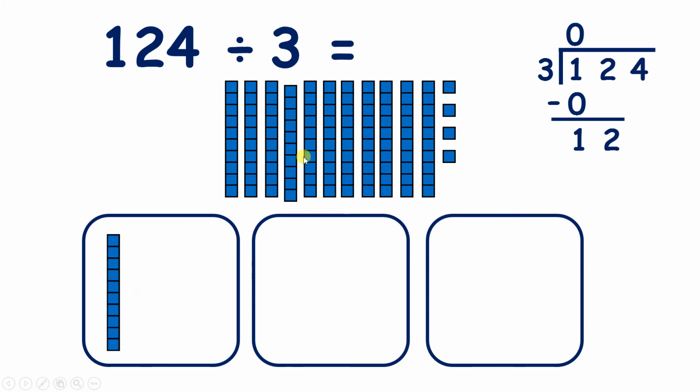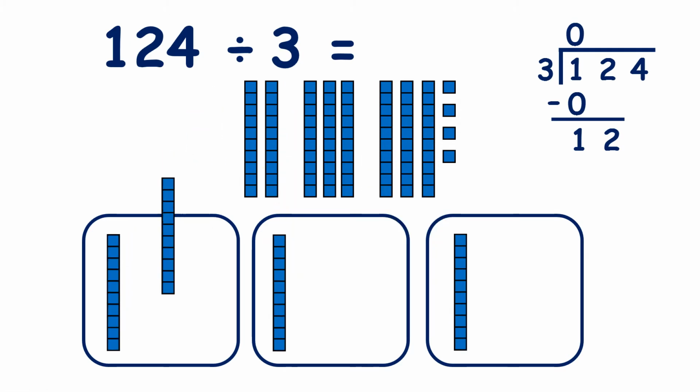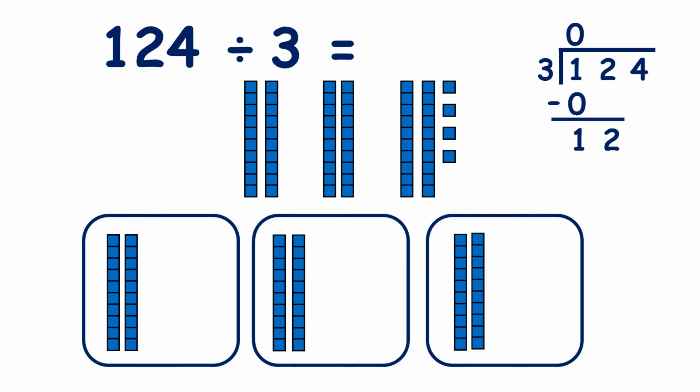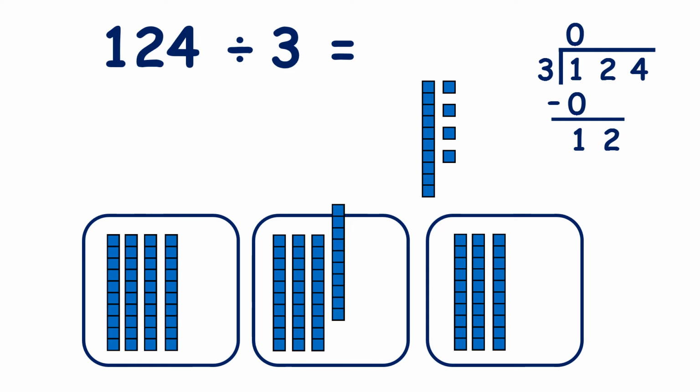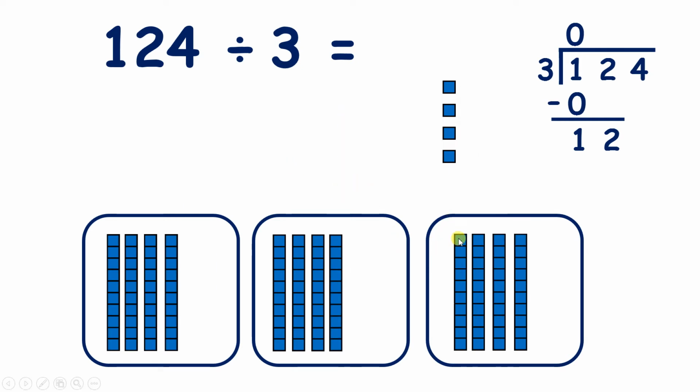So we can share out our tens. And we shared out all 12 of those tens, so we can write minus 12 to show this. And we have 4 tens in each group, because 12 divided by 3 is 4. So now we've dealt with our tens, we can bring down our 4 units.